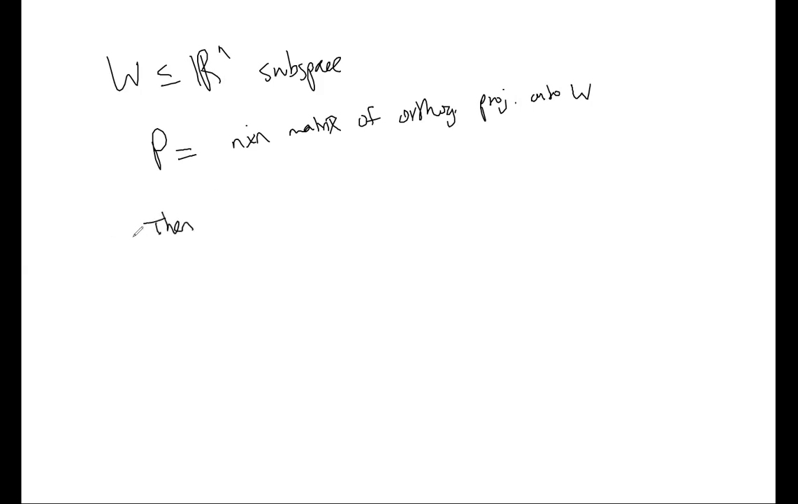Then every column of P is an element of W. Okay. What does it mean to be an element of W? It just means a column of P is a vector in Rn. W is a subspace, so is that vector inside W?